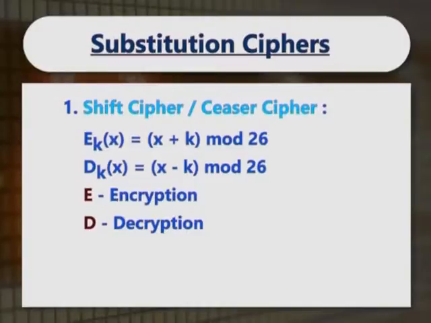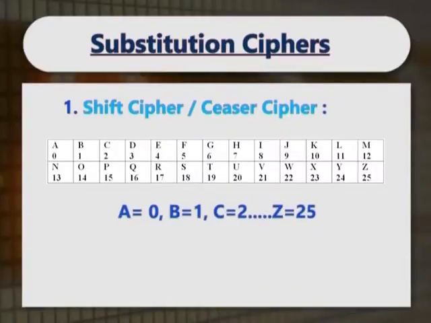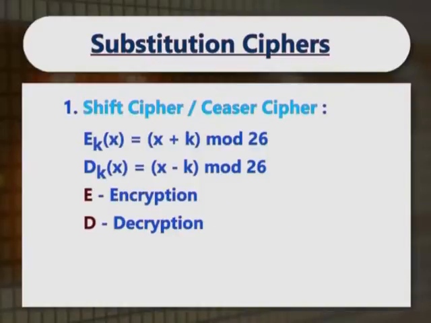Now we can represent this encryption system as a pair of algorithms. E subscript k of x is equal to (x plus k) mod 26 and D subscript k of x is equal to (x minus k) mod 26, where E and D stand for encryption and decryption respectively. What we are going to do here, we are going to assign the numbers 0 to 25 to the letters A to Z respectively. The reason for doing that is when we try to encrypt a message, we do it mathematically using these two equations.